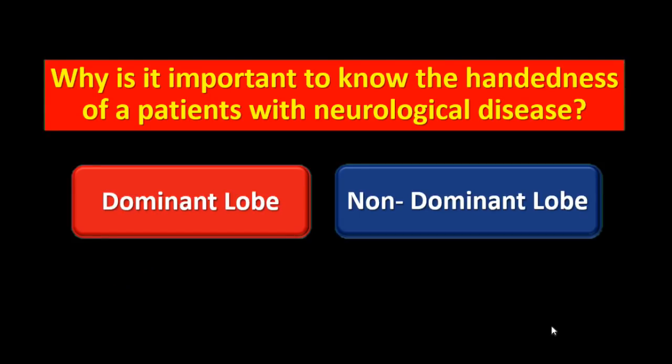Why is it important to know the handedness of a patient with neurological disease? We ask that in our general data. Actually, we're more interested in the dominance of the brain, whether it's a left or right cerebral dominance. And the dominant lobe, we say a patient has the left brain or the right brain as the dominant lobe if this is involved with language.